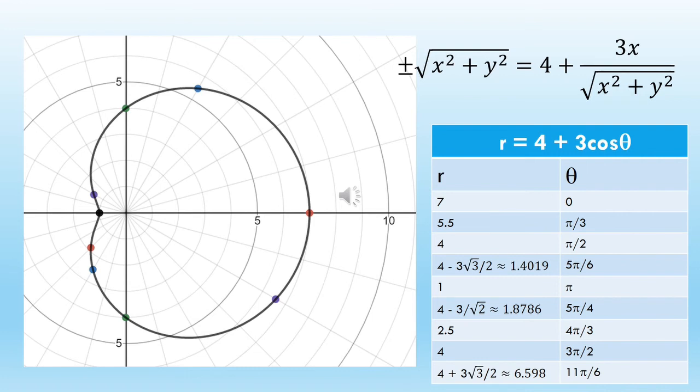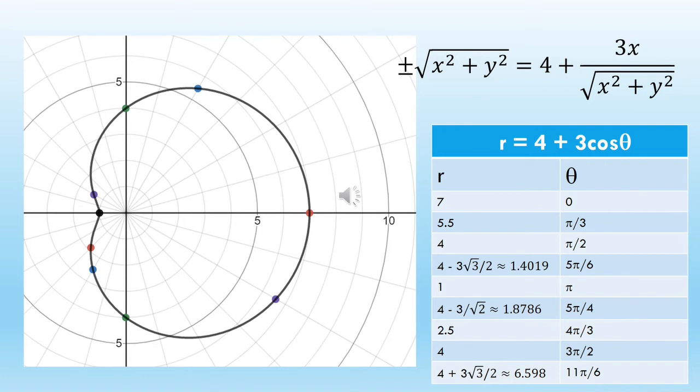Remember from right triangle trig that r times cosine theta will always give you your x coordinate when you're going back and forth between polar and rectangular coordinates. So that means that x divided by r is equivalent to cosine of theta. So 3 times cosine theta is equivalent to 3 times x over the square root of x squared plus y squared, because r is the square root of x squared plus y squared.